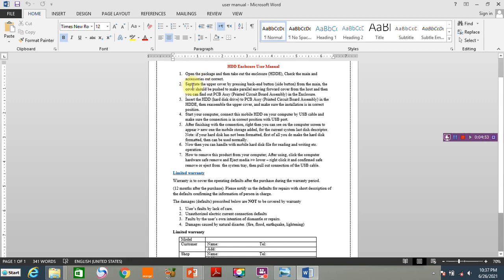Number 2, we have to separate the upper cover by pressing the back end button from the main. Then the cover should be pushed to make parallel moving forward cover from the host. That means that we are going to be pulling the cover towards us such that we open the hard disk enclosure such that we can put in our hard disk.